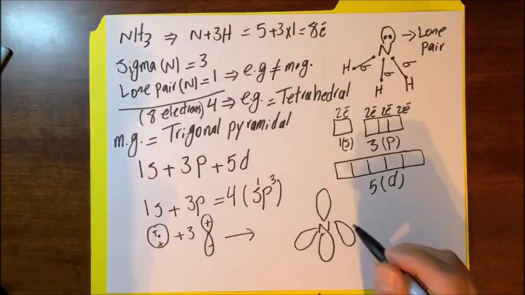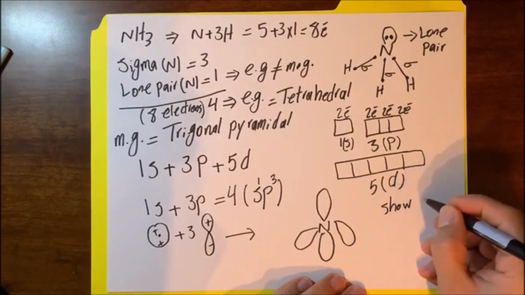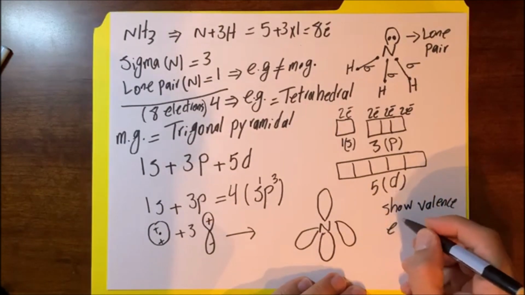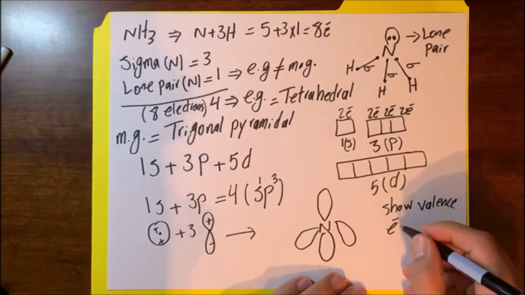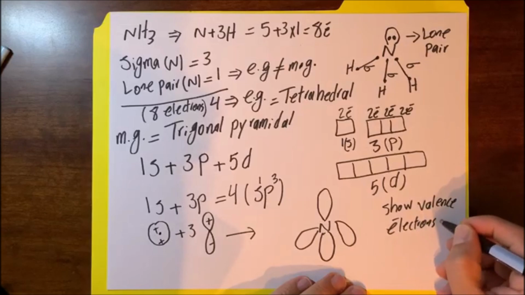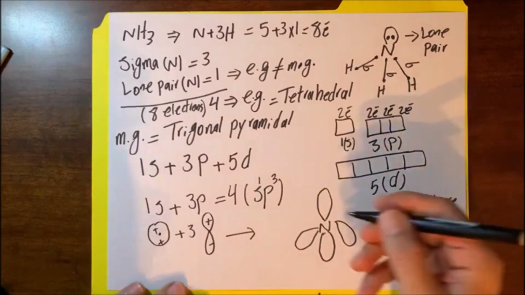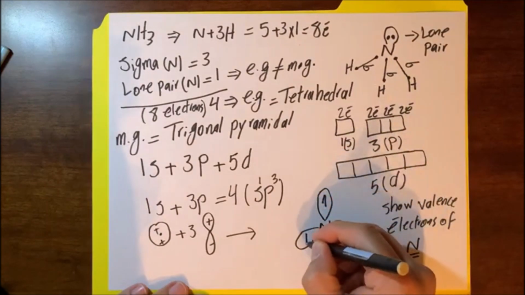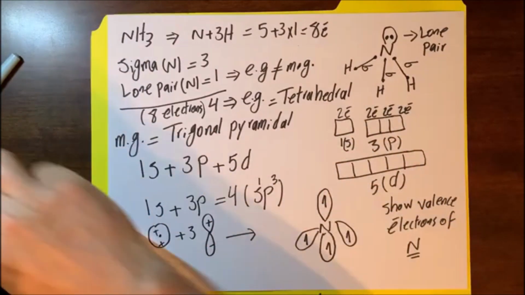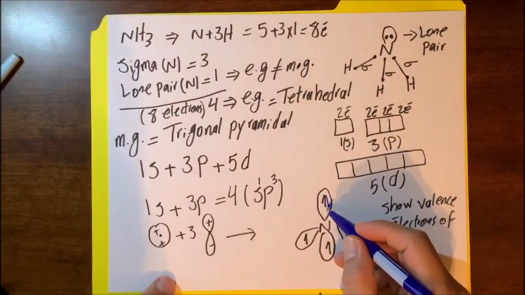And put the valence electrons of nitrogen. Show the valence electrons of nitrogen. Nitrogen is a group 5. So I go with 1, 2, 3, 4, and in this case 5. Okay, this one is full.